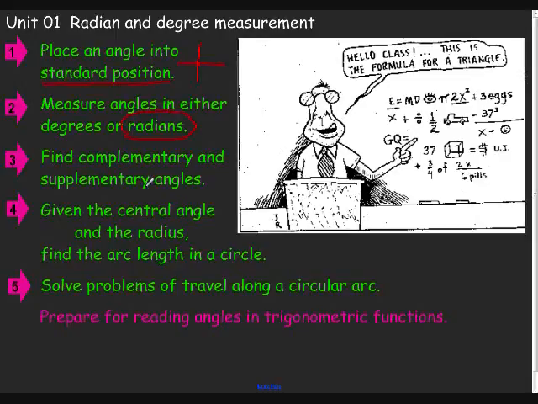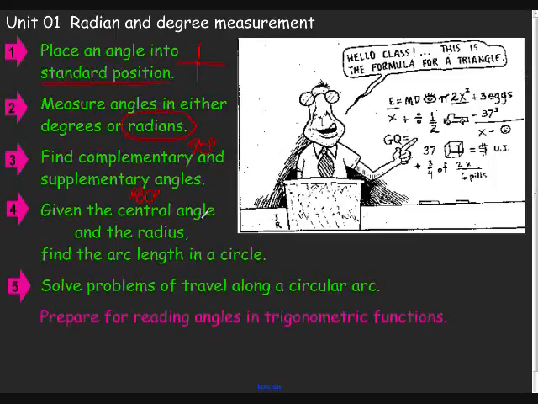Complementary and supplementary angles, well, you remember that. Complementary angles, for both of these, we're talking about pairs. Complementary, a pair of angles that add up to 90 degrees, and supplementary are a pair of angles that add up to 180. So we'll do a little work with that, just make sure everybody's up to speed.